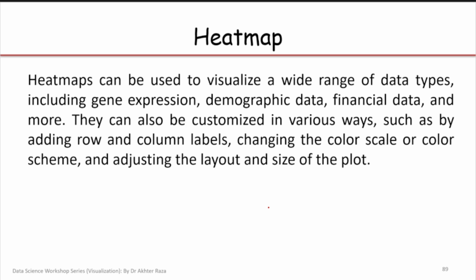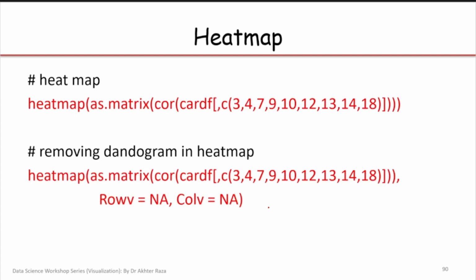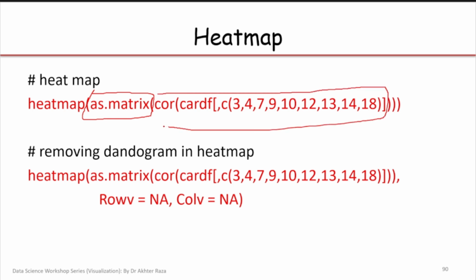I am using the heat map for plotting the correlation matrix. The correlation matrix will be printed with the help of the heat map. So we need a matrix conversion here. This is called matrix conversion, as.matrix. In the correlation, we have all the correlations here: the correlation between 3 and 4, between 3 and 7, between the third variable and the ninth variable, and so on. Then the heat map is generated.